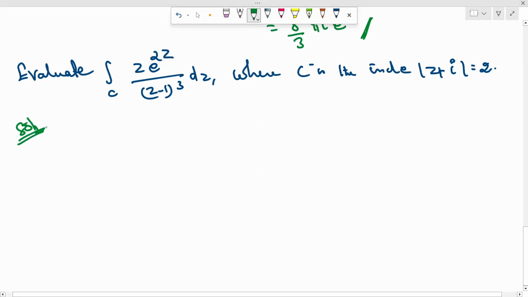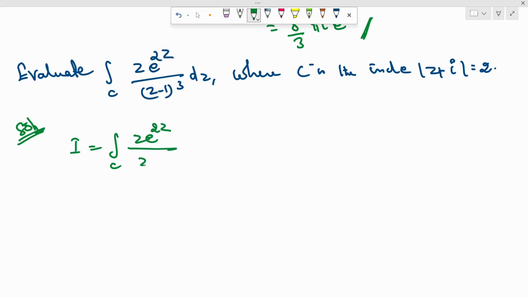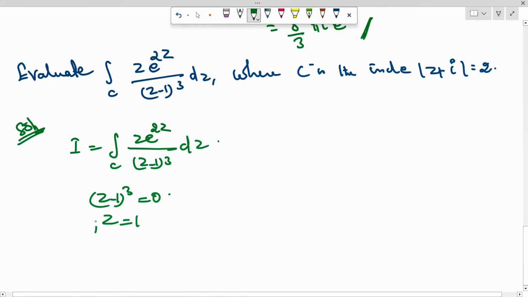In the usual way, in step 1, find the singular point by equating the denominator value to 0. The given problem is z into e power 2z by (z minus 1) whole cube into dz. (z minus 1) whole cube equal to 0. Therefore, z is equal to 1. Here the singular point is z equal to 1.